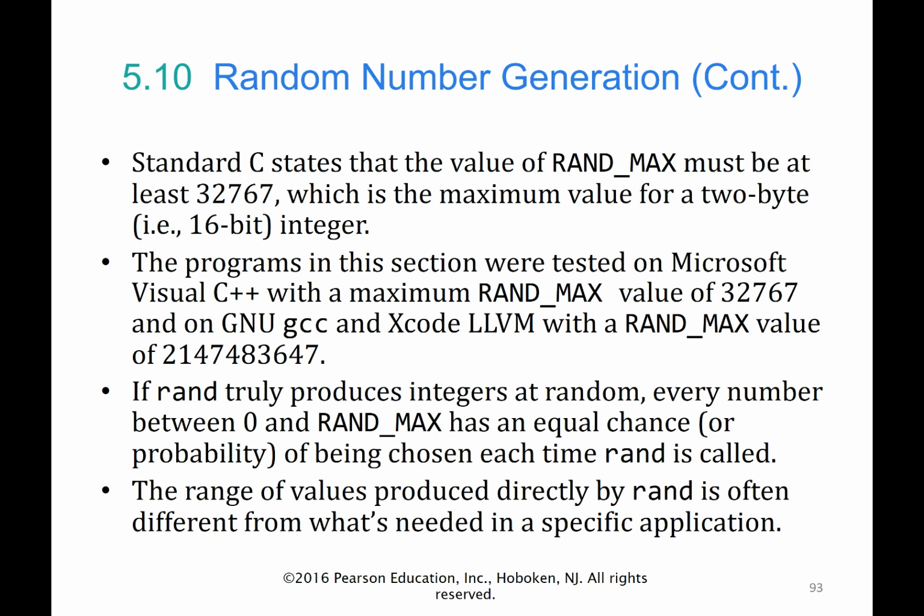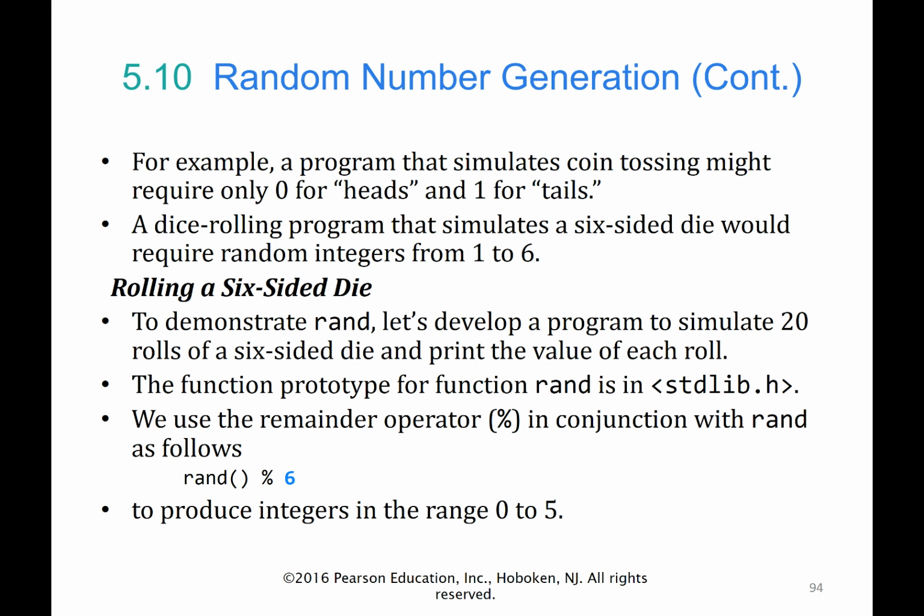So typically when we do random number generation, we normally use rand modulus 6. That produces a range of integers between 0 and 5. So that's how we would throw a dice. If I want to pick a card out of a deck of cards, it would be rand modulus 52. There's 52 cards in a deck.